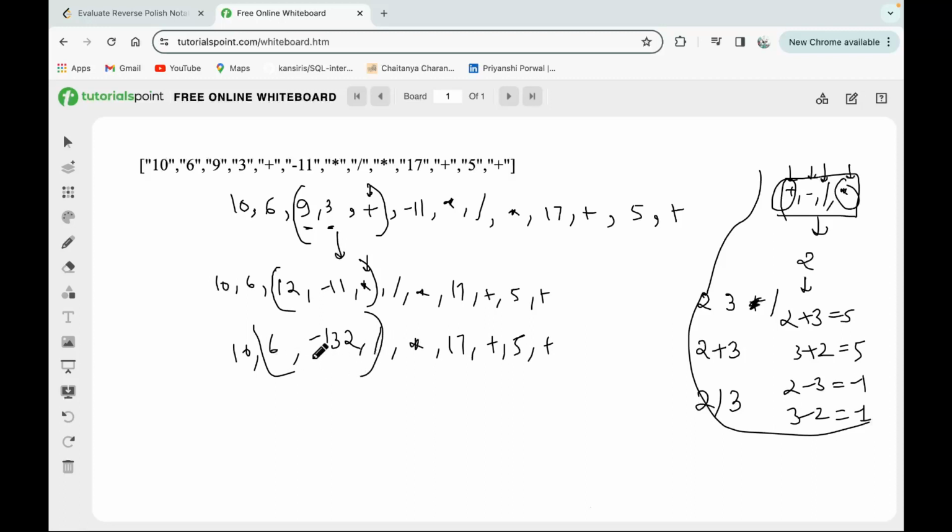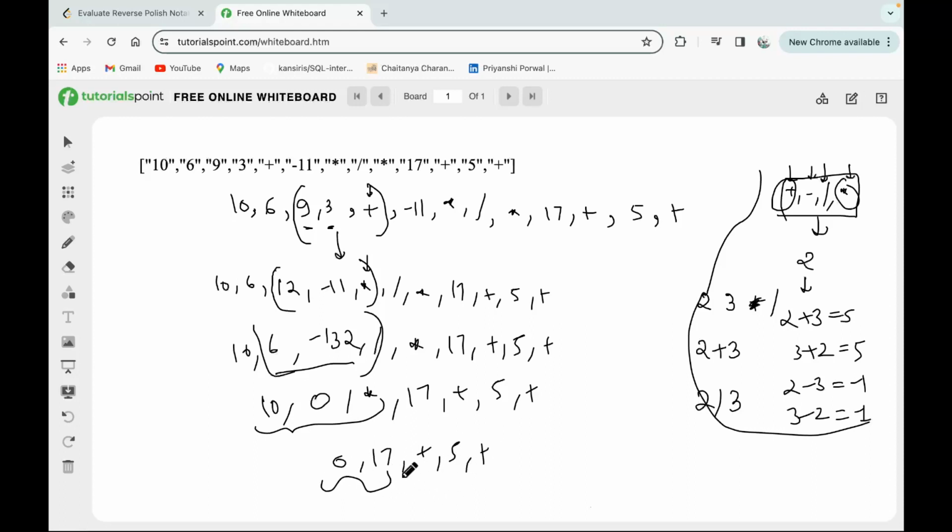And we have to calculate. So here the order is important, right? Until now we were using plus or multiplication, but here the order is important. We have to divide 6 by minus 132 and not minus 132 by 6, right? So here, after dividing, because we are considering integers, we are not considering any decimal calculations here, it is going to give me 0. So I have 10, 0, a multiplication, a 17, plus 5, and a plus operator. Then I have to calculate this expression, it will become 0, 17 plus 5 and plus.